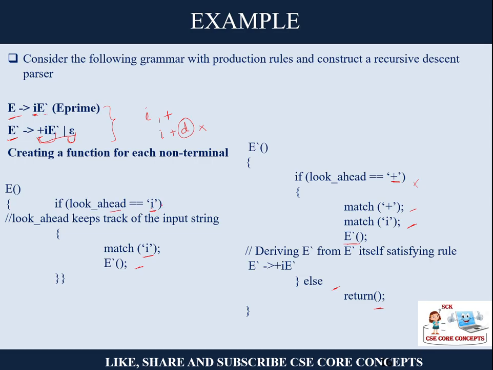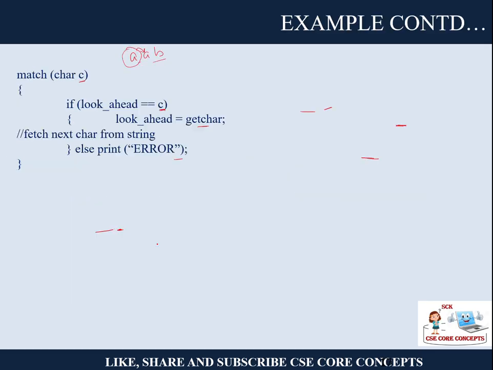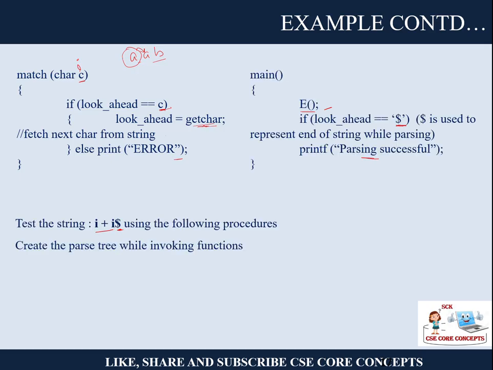If look ahead is I, you try to match it with I. Let's see. Look ahead is equal to I, because in match your argument is I. So look ahead is equal to I. Yes. So fetch the next character. So what is the next character according to our input string? Plus. So plus is the next character. So look ahead is now plus.